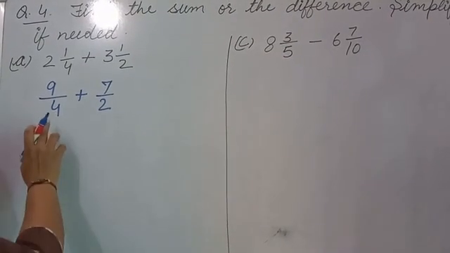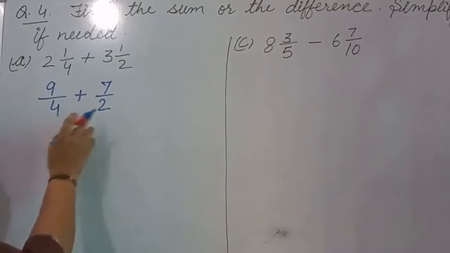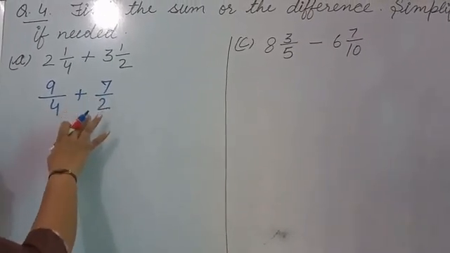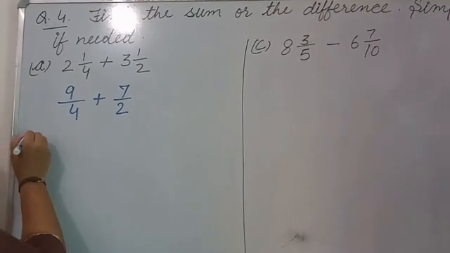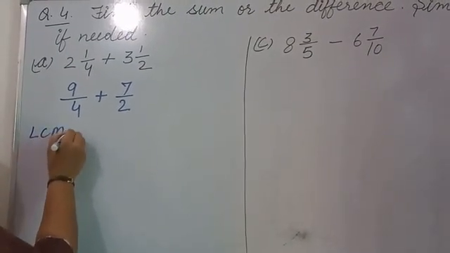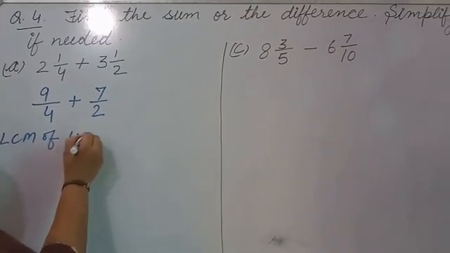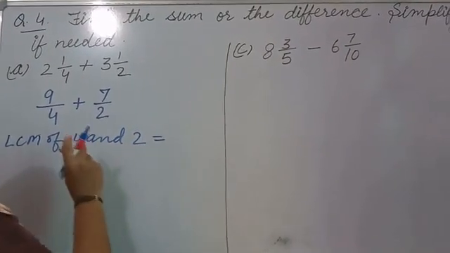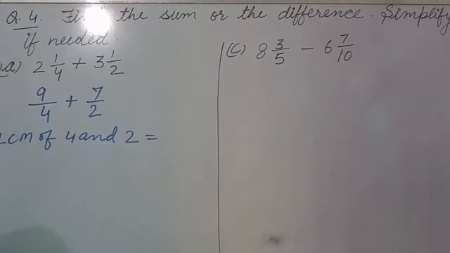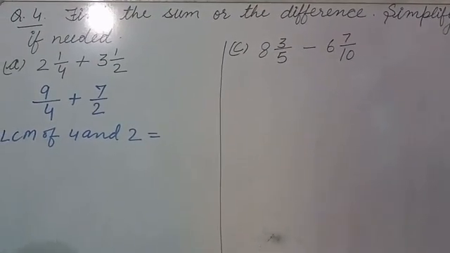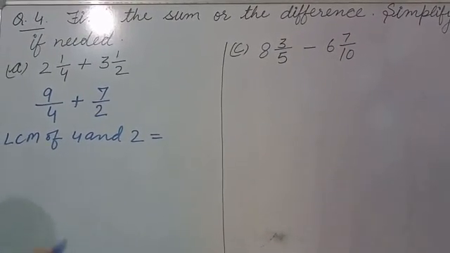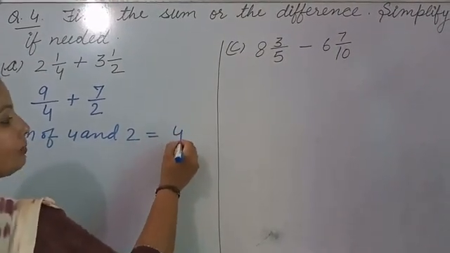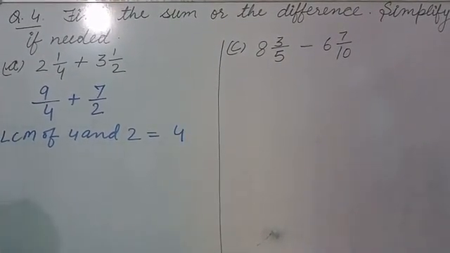Now the denominator 4 and there is 2. So we should make them same. How we make them same? Firstly, we take their LCM. So LCM of 4 and 2. As I told you, we should decide the table of the smaller number. If we are getting the big number, so big will be our LCM. So 2 2s are 4. So 4 comes in the table. That means 4 is our LCM.